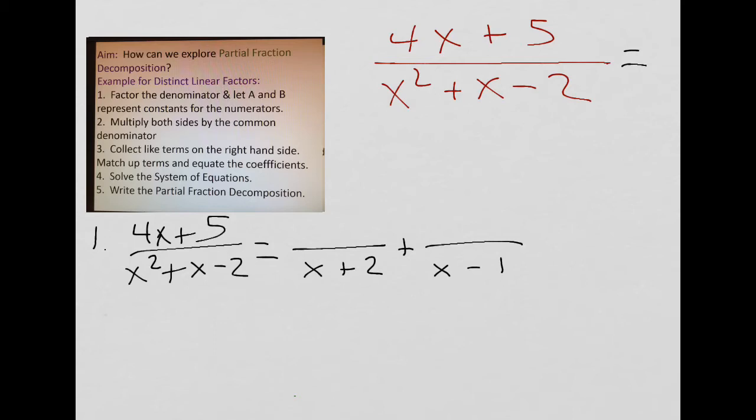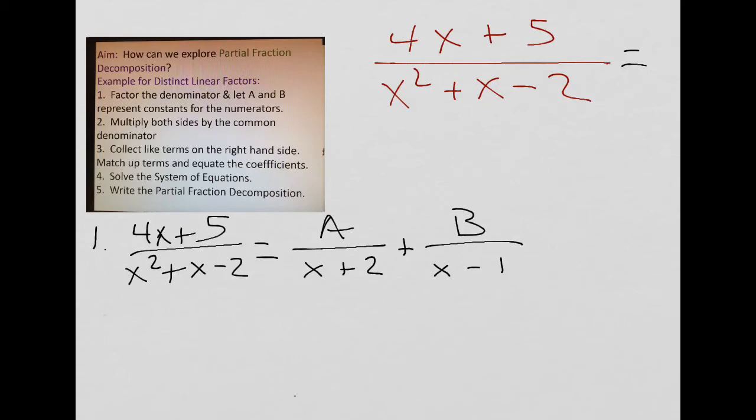All right, so at this point, we're still on step 1. We need to let A and B represent the constants for the numerators. So I'm going to put an A here and a B there. They're usually capital when we need to find the constants.